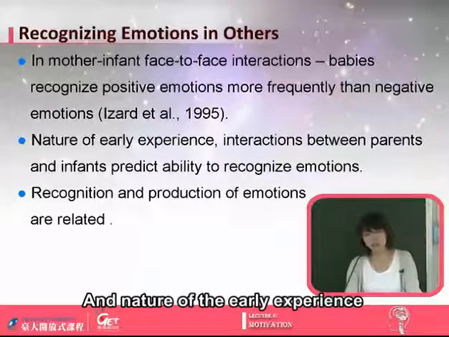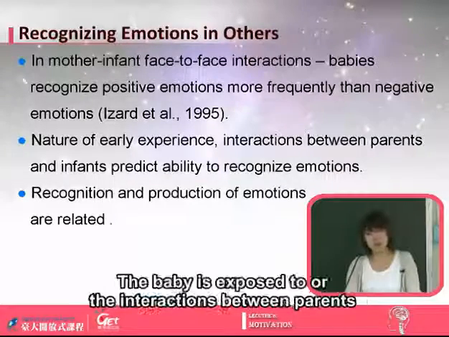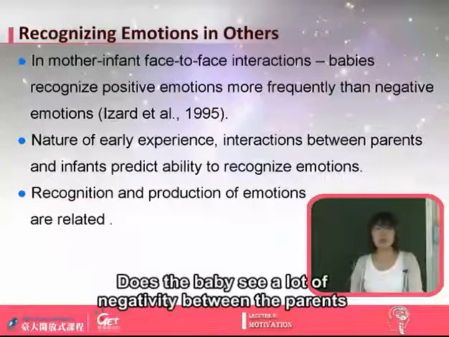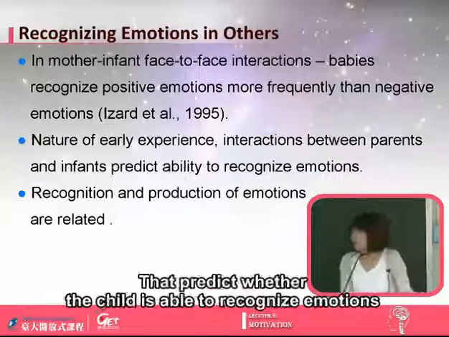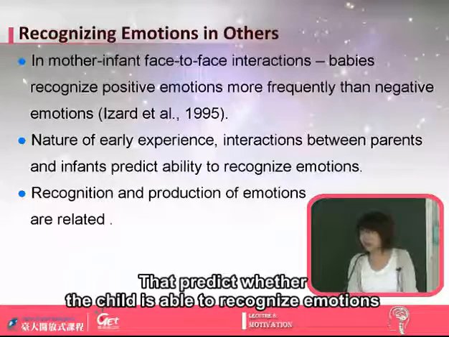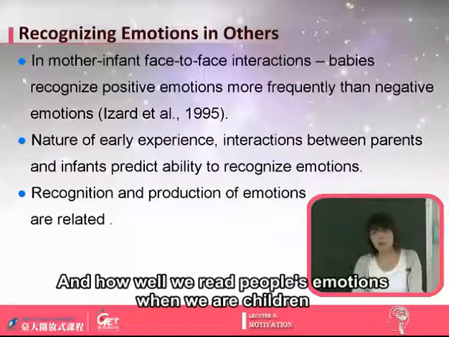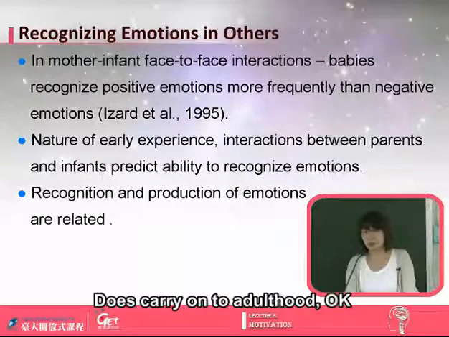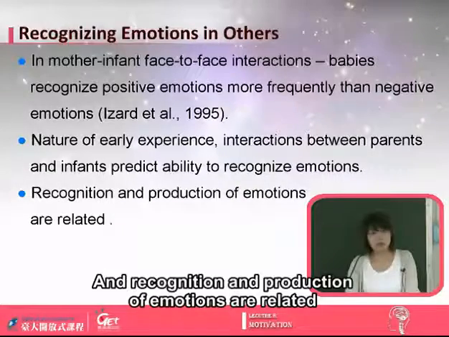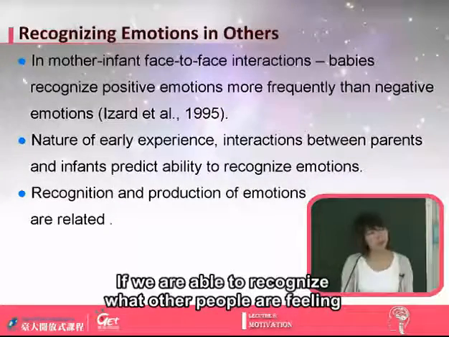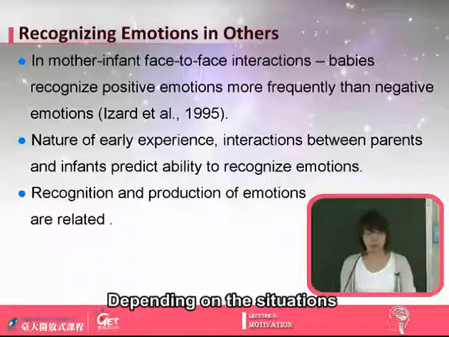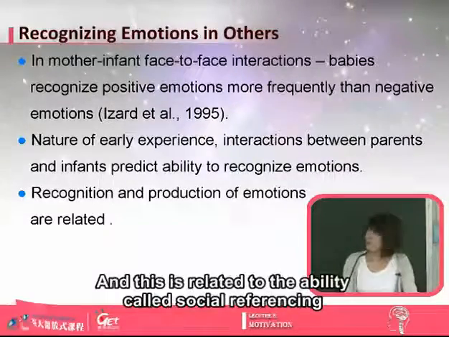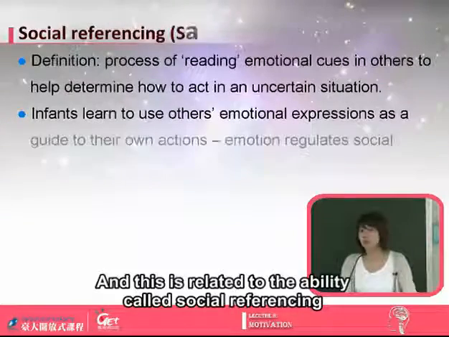And the nature of the early experience, that means the kinds of experience the baby is exposed to, or the interaction between parents. Does the baby see a lot of negativity between the parents, or a lot of positivity? These are the different kinds of experiences that predict whether the child is able to recognize emotions. And how well we read people's emotions when we're children does carry on to adulthood. Okay? And the recognition and production of emotions are related. If we're able to recognize what other people are feeling, we're also better able to produce appropriate emotions depending on the situations. And this is related to the ability called social referencing.